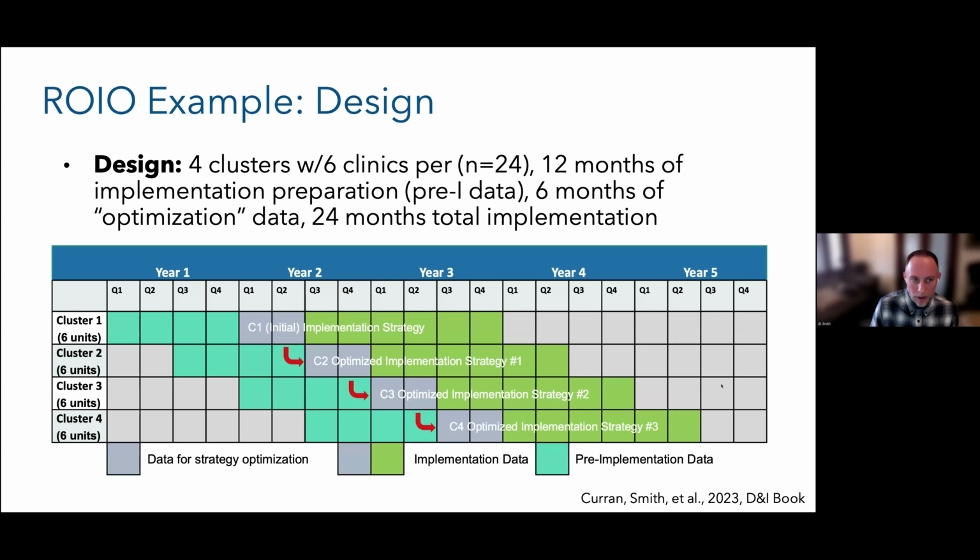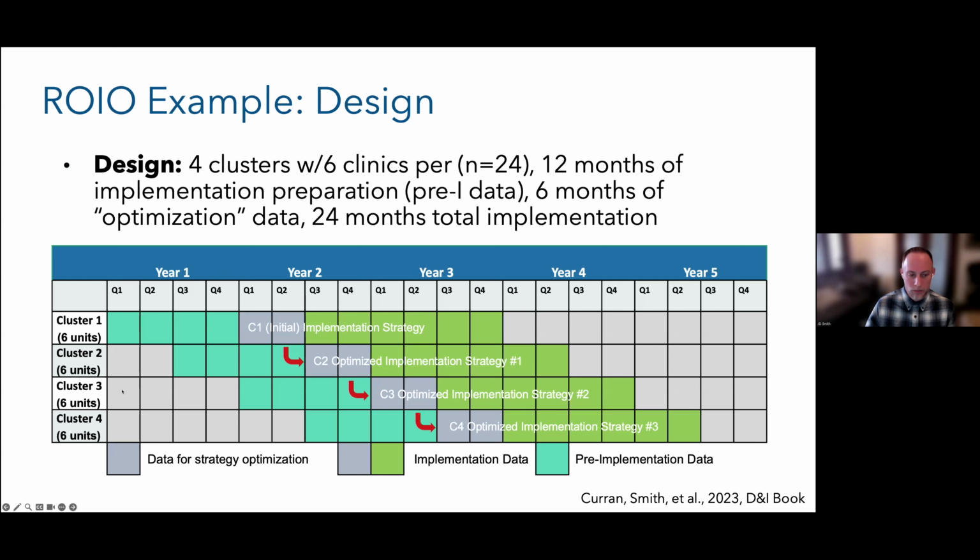So what does it actually look like? This is the example design that we included in the book chapter. This is one that has 24 clinics organized into 4 clusters. On the left-hand side of the diagram here, in this kind of turquoisey color or teal or whatever this is, is your pre-implementation data. Okay, so this is your control data essentially.